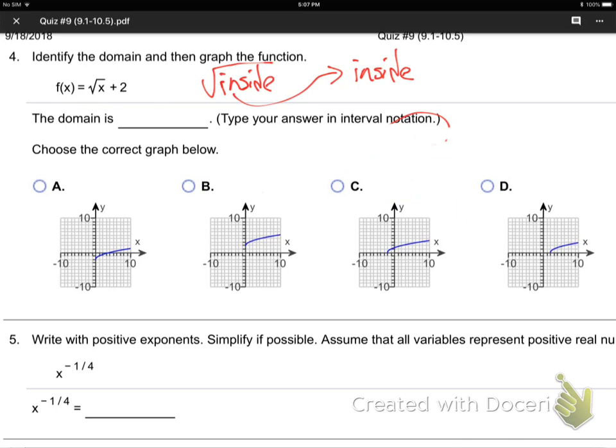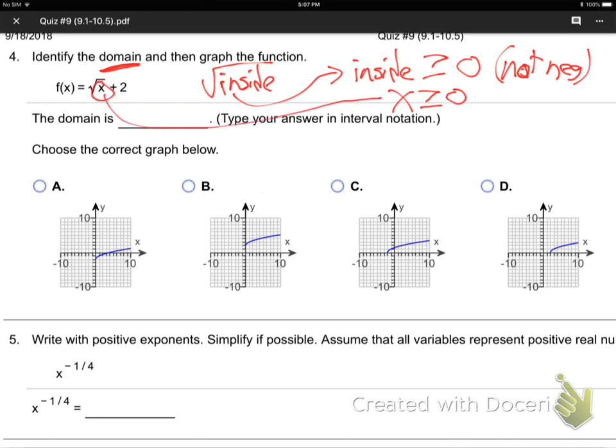And so that's what they mean by domain. When they say domain, they're saying what's allowed. What can you put in? So the inside of a root must be greater than or equal to 0. What does that mean? Not negative, right? So that x inside there must be greater than or equal to 0. You can't put in negative numbers.